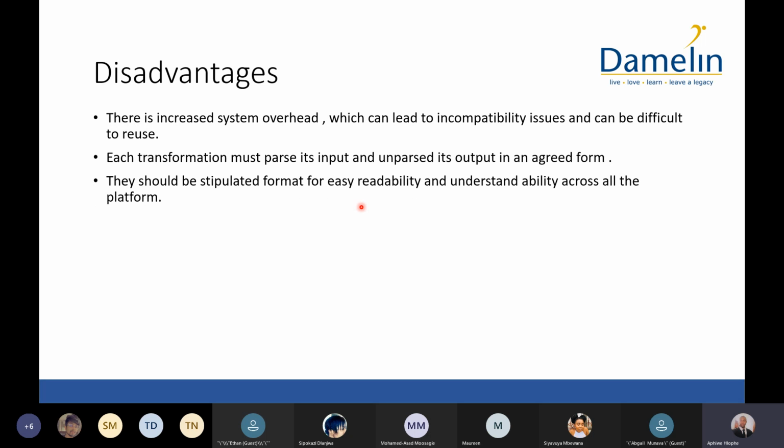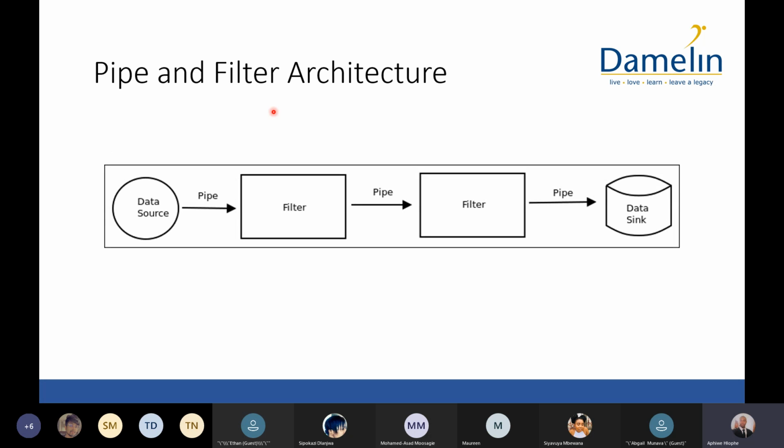What are some of its disadvantages? There is increased system overhead, which can lead to incompatibility issues and can be difficult to reuse. It can also be a challenge because since it's a runtime architecture, you need to find components that will take up the same amount of system resources, because you don't want to integrate a component into this pipe and filter architecture that is going to hog all the system resources at runtime, and then the process only shuts down here.